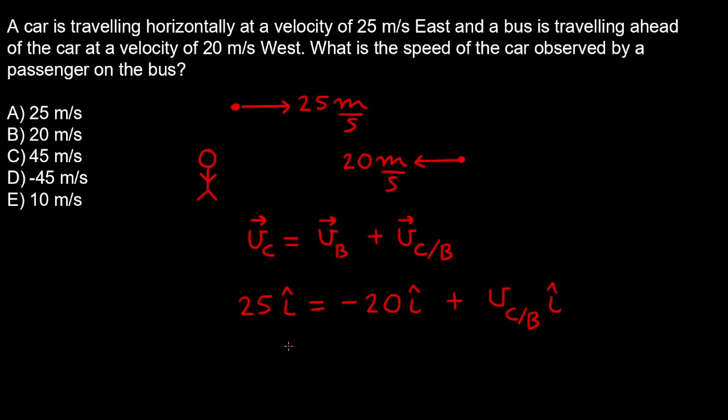So therefore the speed of the car, being VC relative to B, is equal to 25 minus negative 20, or 45 meters per second. So the car appears to be moving towards the bus at around twice the speed. And the correct answer is C, because the speed only has a magnitude and not a direction.